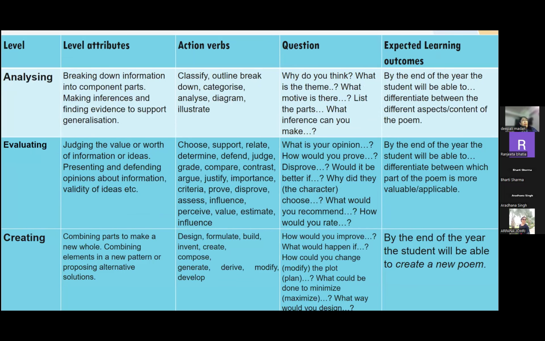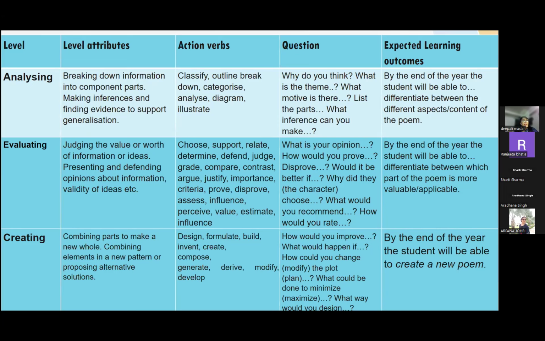Next is evaluate. So evaluate again is the very high level. And if the students are able to evaluate, they'll actually be able to distinguish, like when we say compare and contrast the characters. So this is the evaluating section where they are judging the value or worth of the information and the ideas, and they are able to present it in their own words. And finally, the last section is the creating section.